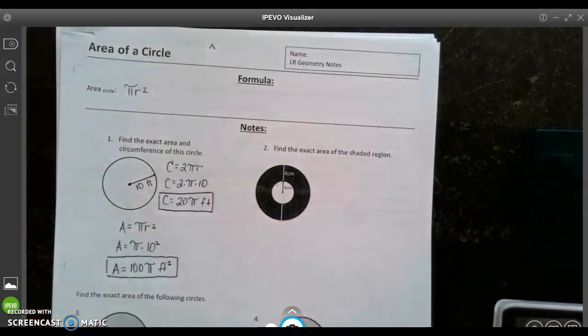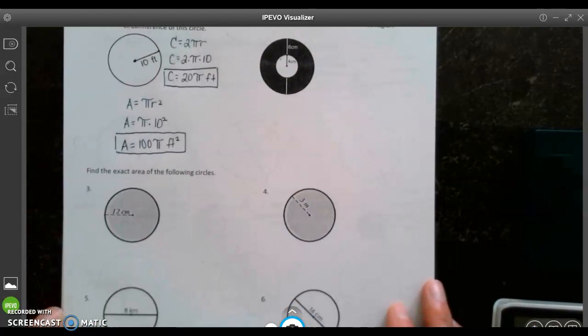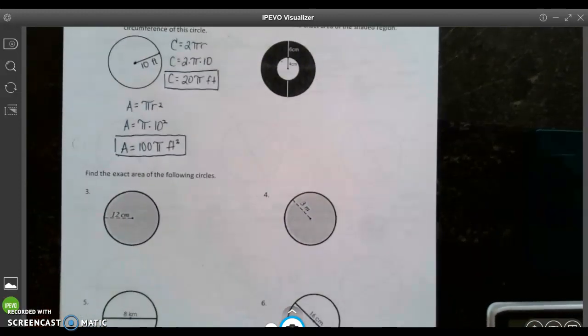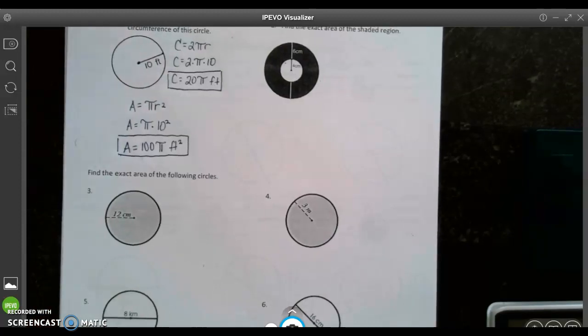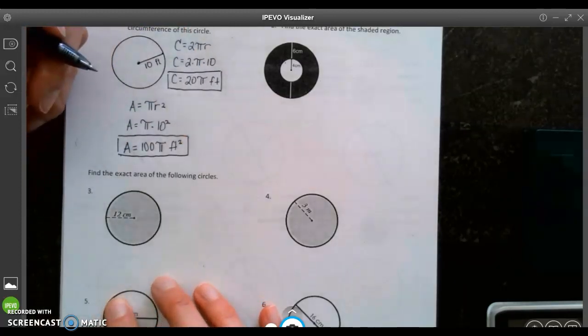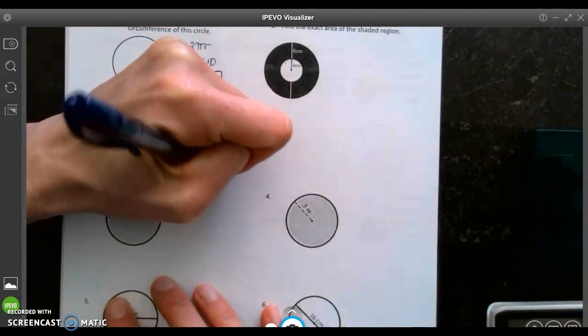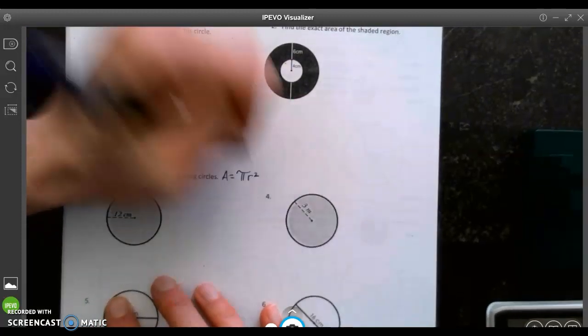We're going to skip this second one, and we're going to move down here. We're going to find the exact area of the following circles. So could we find approximate area? Yes, definitely. And I'll show you that on one of them. But let's focus mostly on exact area. And actually I'm going to peek ahead at the homework to make sure that I want you to do exact answers in the homework too. So we'll focus on exact answers. So for all of these, we'll use area equals pi times radius squared.